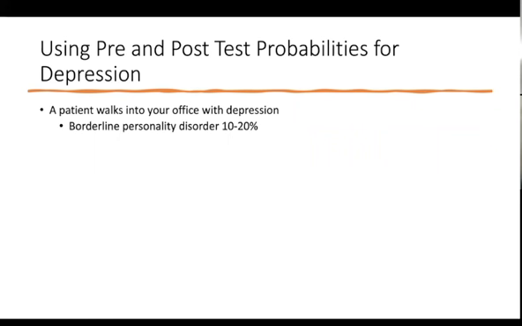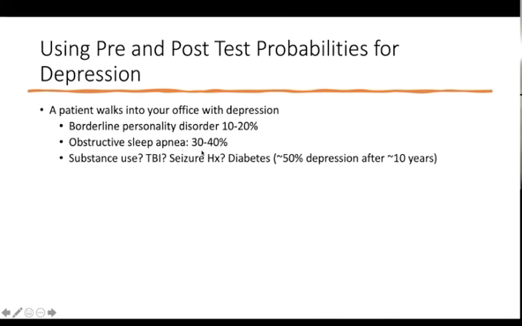Now, this is going to change depending on the setting. If you go inpatient, it's closer to 30, 40, 50% actually. So in the inpatient setting, I would expect even more people with depression to have borderline personality disorder, especially, like I said, if they're young. What else could it be? It could also be obstructive sleep apnea. People with depression, 30 to 40% of those have sleep apnea. That's 1 in every 3 patients with depression. I don't want to miss this because this is a lot of people that walk into my office with depression.